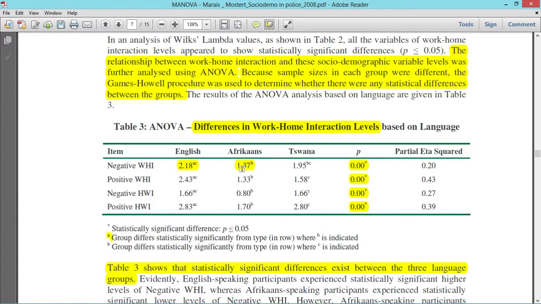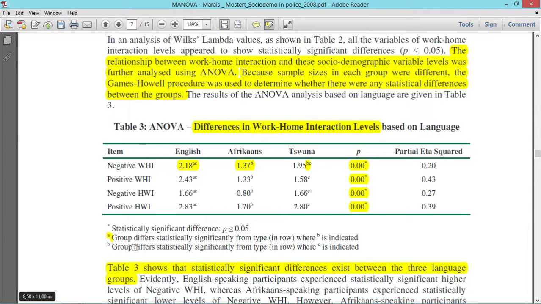But the statistics program will do the effort to calculate whether a statistically significant difference exists between groups. But in any case, as we can see over here, the sub-comment says that if a number is marked by an A, it means that that group differs significantly from the group where B is indicated. So as we can see, the levels of negative work-home interaction that English people experience differ significantly from the level that is experienced by Afrikaans and Tswana people, because both of the numbers are marked with B.